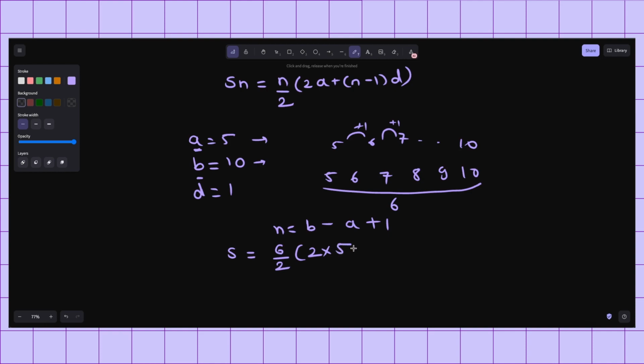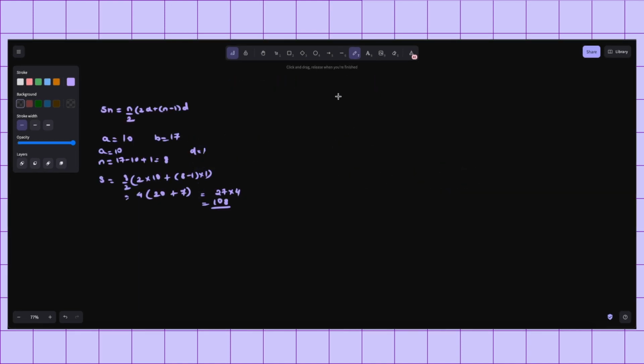2a, a is 5, the starting number is 5, plus n minus 1, n is again 6, minus 1, into d, the difference is 1, okay? So 6 by 2 is 3, 5 twos are 10, plus 6 minus 1 is 5, and 5 into 1 is 5. So 10 plus 5 is 15, and 15 threes are 45. So our final answer is 45. We have two numbers, right, in a given range, that is a equal to let's say 10 and b equal to 17.